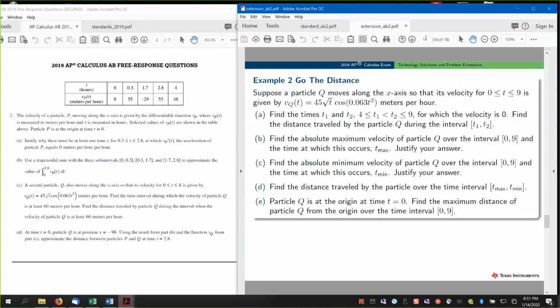You can think about the particle moving along the x-axis, moving back and forth, and I want to find the maximum distance from the origin over that time interval. I would suggest you might be able to visualize this too kind of nicely with what Vickie just talked about on the TI-Nspire.